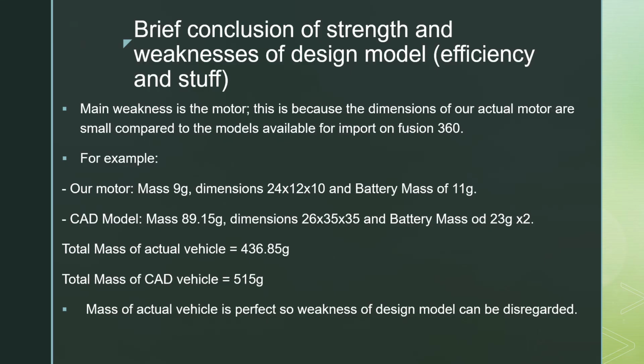The main weakness of our design is the motor, because the dimensions of our actual motor are very small compared to the models available for import on Fusion 360. The data below in the example show why this is a problem. However, the fact that we are able to reduce our total mass in our actual vehicle compared to the mass of the CAD vehicle actually plays into our favor, because we are able to keep the mass of the actual vehicle under 500 grams. And so the weakness of the model can actually be disregarded in this sense, because the actual motor is perfectly fine.